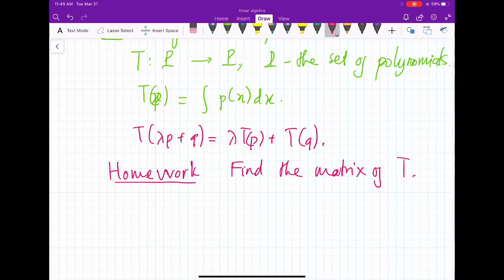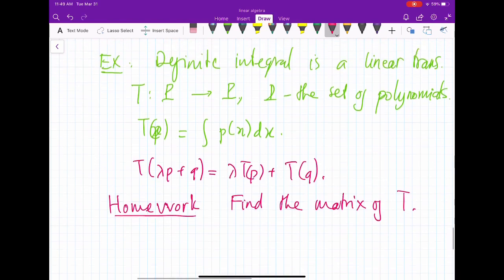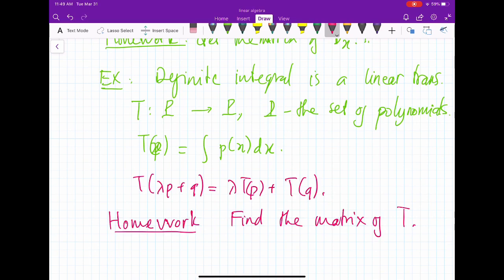All right, so I think we finished this section right here, and we have a couple of homework problems. I hope that you can solve them and then send them to me.